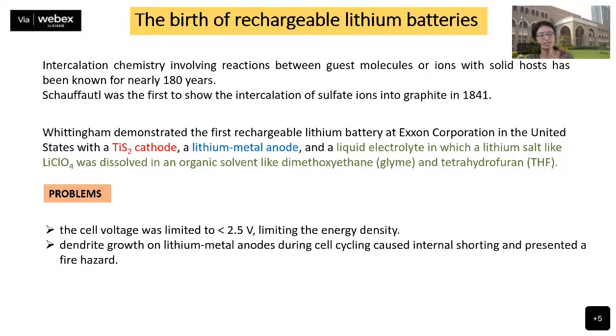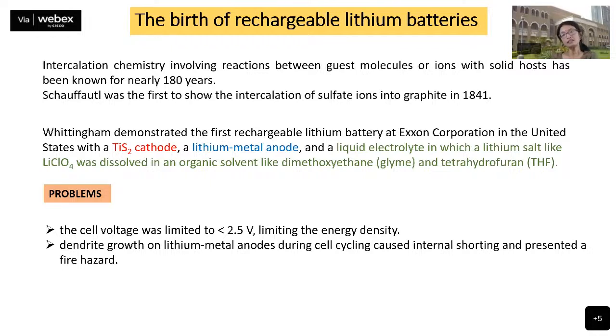has been known for almost 180 years now. As I showed in the first paper, Whittingham demonstrated the first rechargeable lithium battery at Exxon Corporation in the US, with a TiS2 cathode, a lithium metal anode and a liquid electrolyte in which a lithium salt like lithium perchlorate was dissolved in an organic solvent, glyme, and THF. What was the problem? Though it was the first demonstration of lithium batteries, the cell voltage was limited, so obviously the energy density was very low.